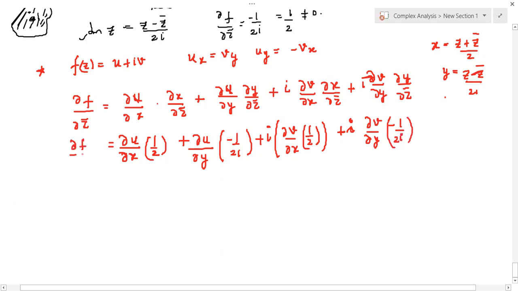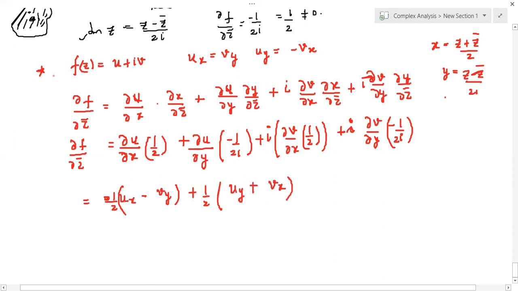So here I will get del f upon del z bar equals to half, just take half common out: ux. And from here I'll get a real part. So iota cancels, so minus simply vy, and plus this iota, if you just multiply below and above, you'll get half here also, and here you'll get uy plus vx.